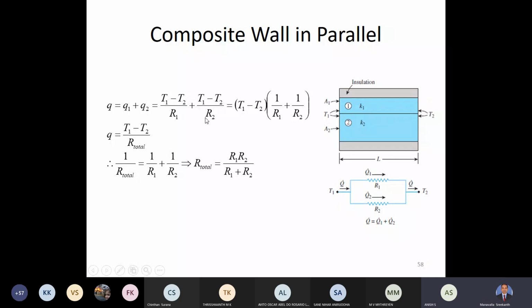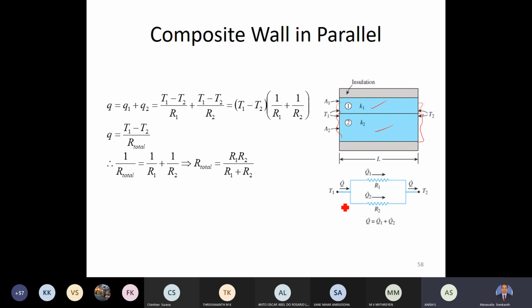Now what will happen if something is in parallel? Now you see here, this is parallel, 2 surfaces having 2 different conductivities, and each surface on the left hand side is subject to a temperature of T1. So this entire surface is T1, this entire surface is T2, but here the conductivities are different. So these 2 different materials are not connected in series, but they are connected in parallel. So you can represent this like this.